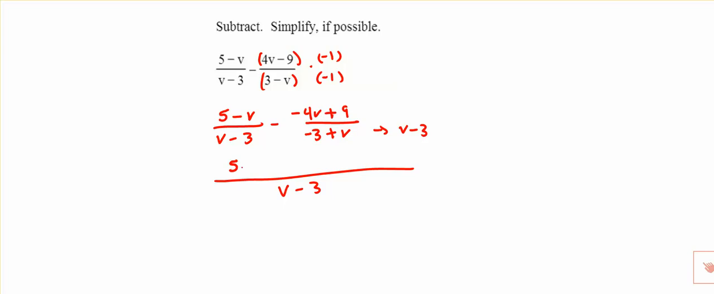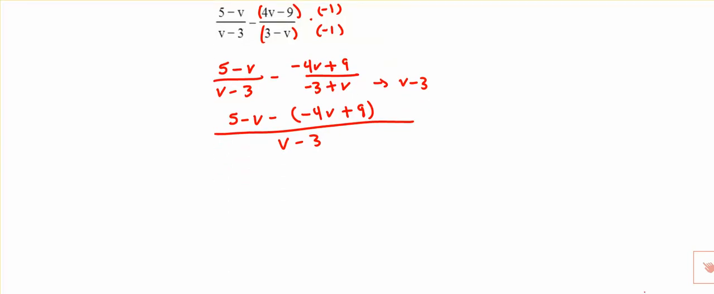So 5 minus v minus -4v plus 9. Now we're going to simplify our numerator. So we have this minus in front of a set of parentheses. We must treat that as if it's a -1 and distribute. Therefore, we have 5 minus v plus 4v minus 9.